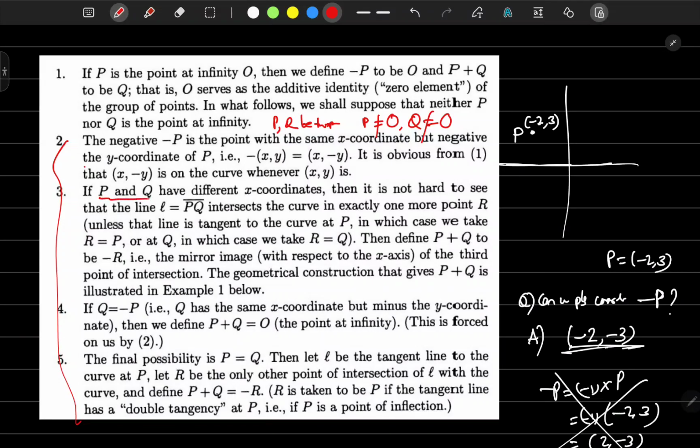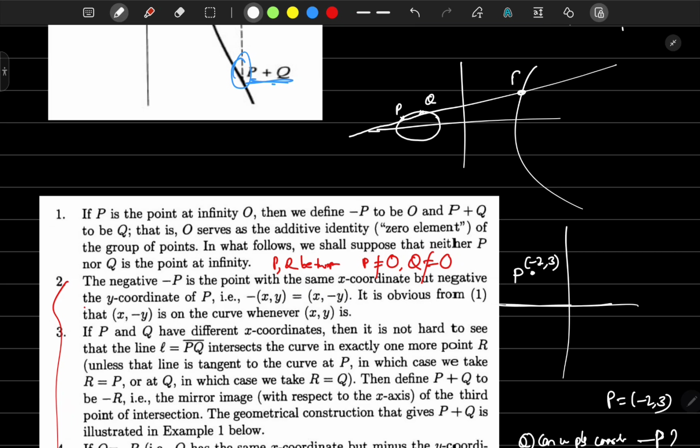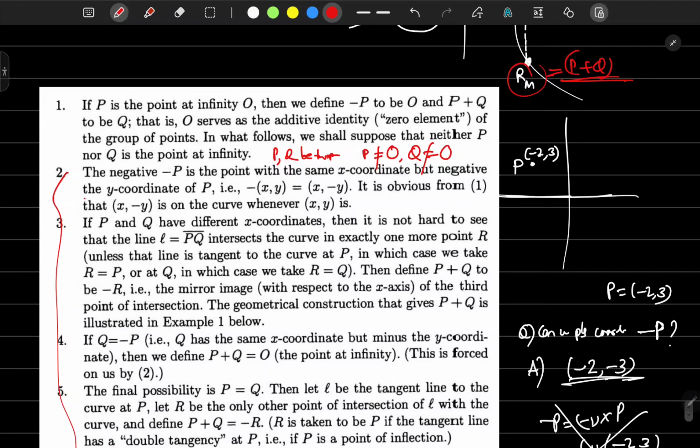Let's say the first case, P, Q having different x coordinates, then it is not hard to see that, as we have seen, if P, Q is there, then the line through P, Q intersects the curve at some point R, and the reflection of R across the x-axis, let's say the mirror of R is Rm. Now we are saying that Rm is nothing but P plus Q. This is what is written here. That's how they are defining it. Just listen, you should not cross-question whenever it is defining. Okay, define P plus Q to be minus R. That's how we have defined this plus operation.